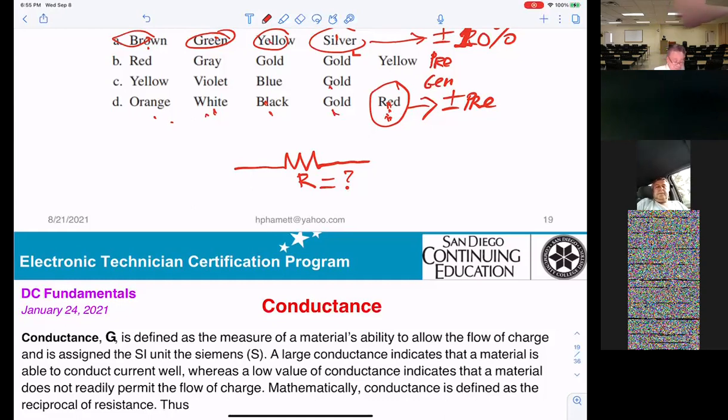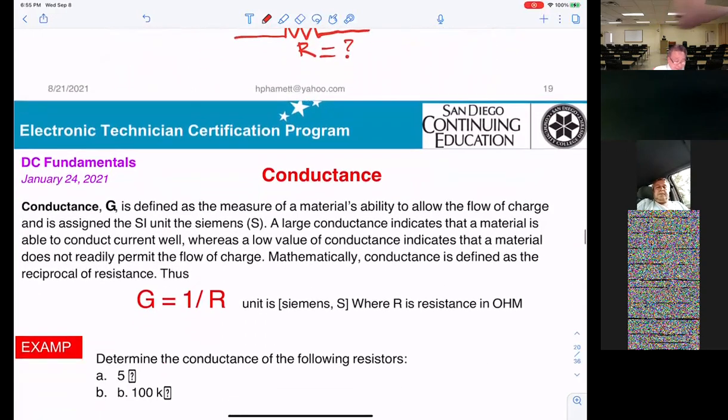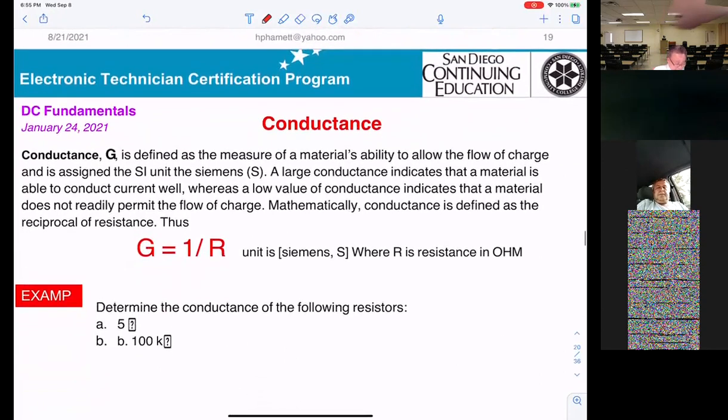Okay. The thing is, we are training you to be a technician. That's what you have to deal with. Okay, now that thing, conductance. So basically, you can read it.